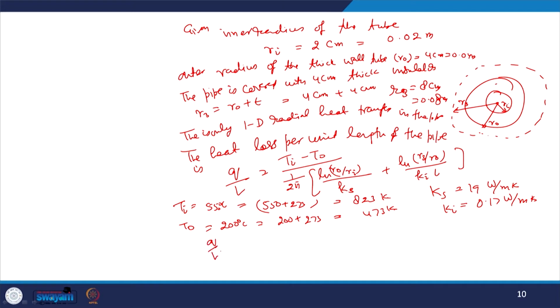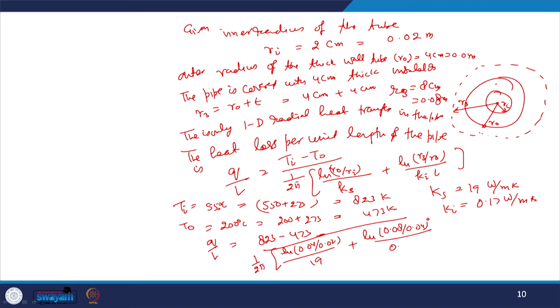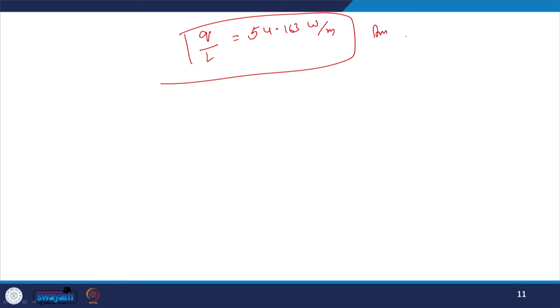So Q upon L is equal to 823 minus 473 upon 1 upon 2 pi, ln 0.04 over 0.02 upon 19, plus ln 0.08 over 0.04 upon 0.17, and Q upon L comes out to be 54.163 watt per meter. That is the answer.